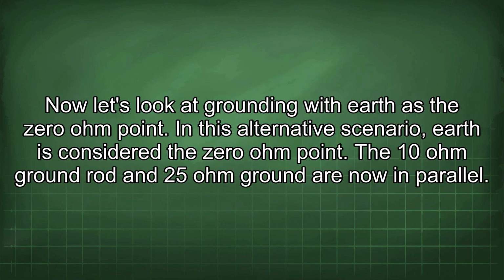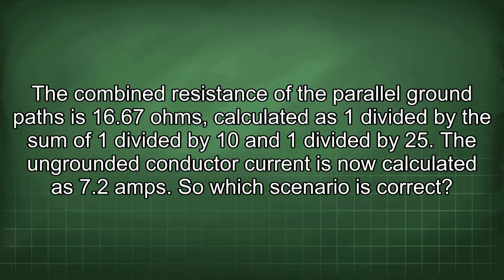Now let's look at grounding with Earth as the zero-ohm point. In this alternative scenario, Earth is considered the zero-ohm point. The 10-ohm ground rod and 25-ohm ground are now in parallel. The combined resistance of the parallel ground paths is 16.67 ohms, calculated as 1 divided by the sum of 1/10 and 1/25. The ungrounded conductor current is now calculated as 7.2 amps.